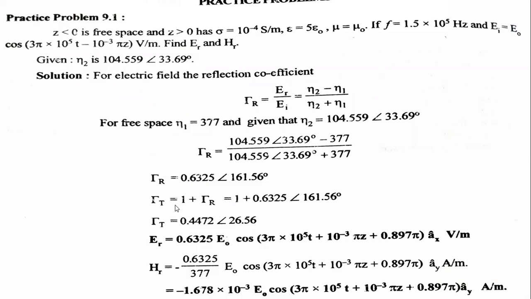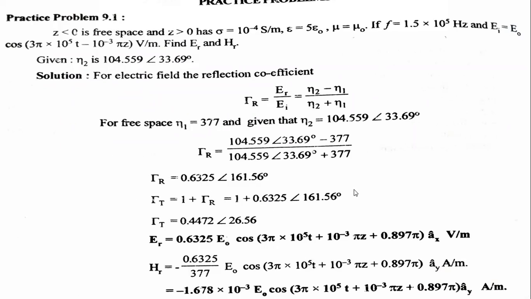Okay, now go for the second, that is nothing but the reflection coefficient at the transmitting end. This one was at the receiving end. So here we know very well that tau t minus tau r is equal to 1, or in short you can say tau t, the reflection coefficient at the transmitting point, is equal to 1 plus tau r. So what is 1 plus tau r? 1 will be as it is. What is tau r? That is 0.6325, and the angle is mentioned as 161.56. So here these two are the magnitudes.